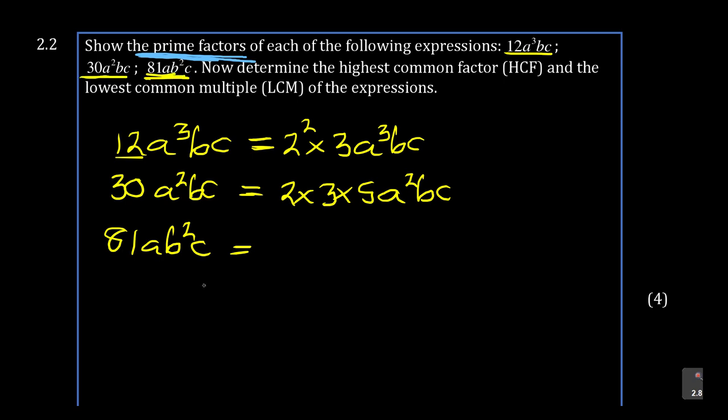Now, give me 81. Not the other way around, not 3 to the power of 3. Sorry, it's 81. It's my writing, I know it's that bad. It's 3 to the power 4. Thank you. 3 to the power 4. And then I've got A, B squared, and C.